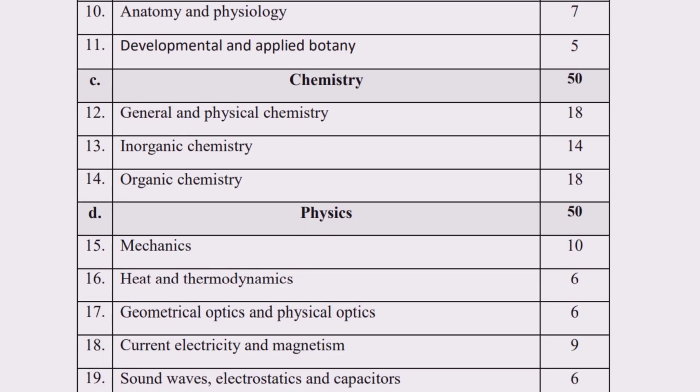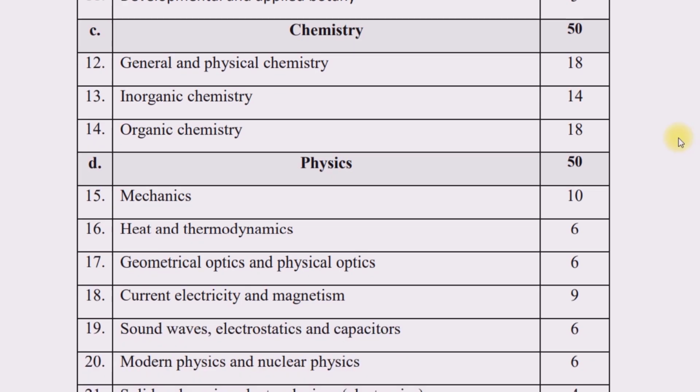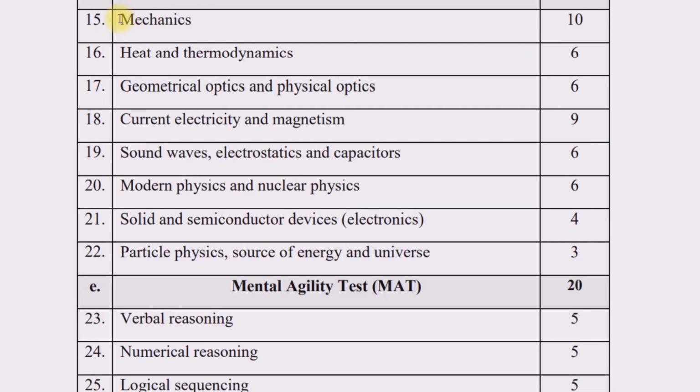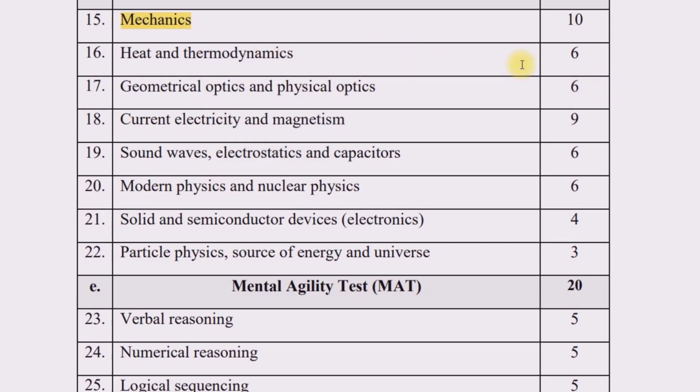Similarly in chemistry, general and physical chemistry and organic chemistry both carry 18 marks, and inorganic chemistry carries 14 marks. And in the same way, in physics, mechanics is a large chapter, right? So it carries huge marks too, and others too, such as heat and thermodynamics, geometrical optics, current electricity, sound waves, modern physics, everything. All of these carry their respective marks. So every subject is important.